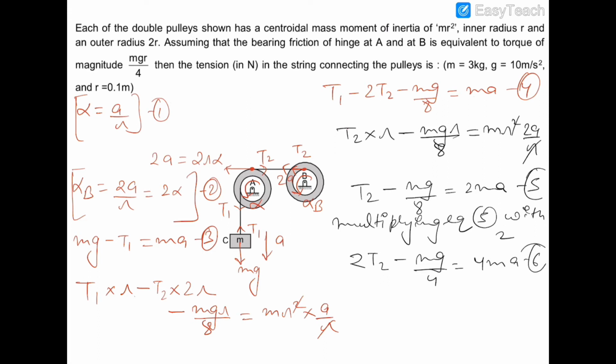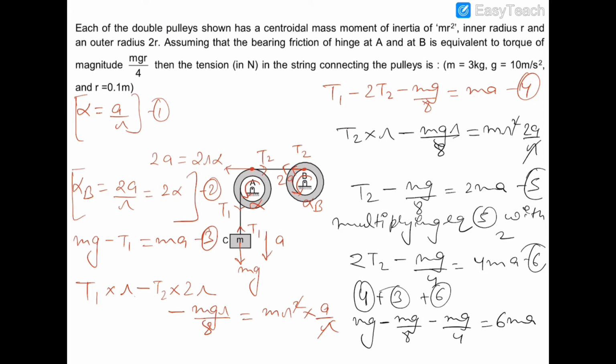So we are adding equations 4, 3 and 6. You can see that when we add these equations, T1 will be cancelled out with this T1, and 2T2 would be cancelled out with this 2T2. So the equation would be mg minus mg by 8 minus mg by 4 is equal to 6ma.